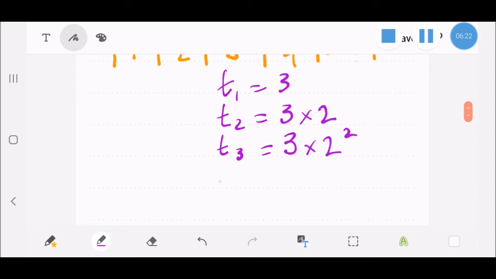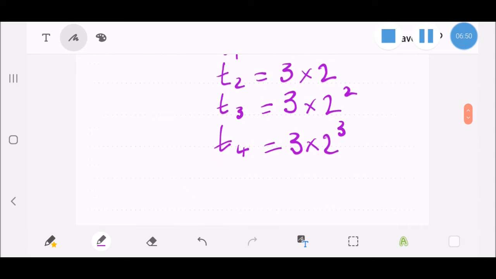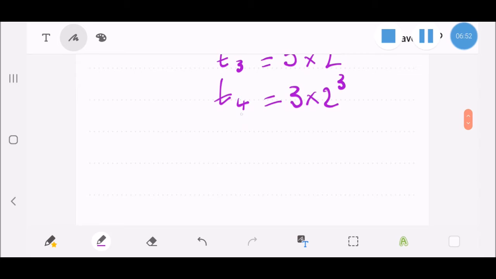Now T4 is going to be whatever T3 was multiplied by another 2. Now T3 was 3 times 2 squared, and I have to multiply that by the common ratio to get T4. But once again, that looks a little goofy. 3 times 2 squared times 2. So why not rewrite it as 3 times 2 cubed? All right. Now, you're going to see a pattern here.